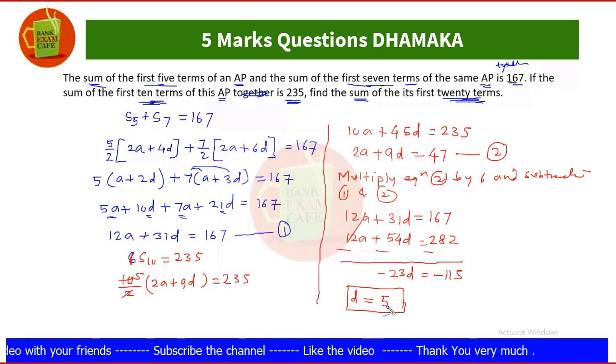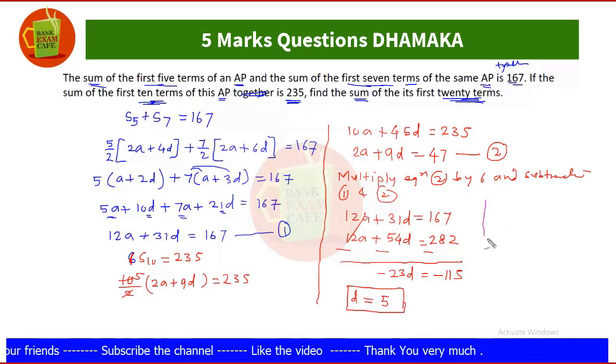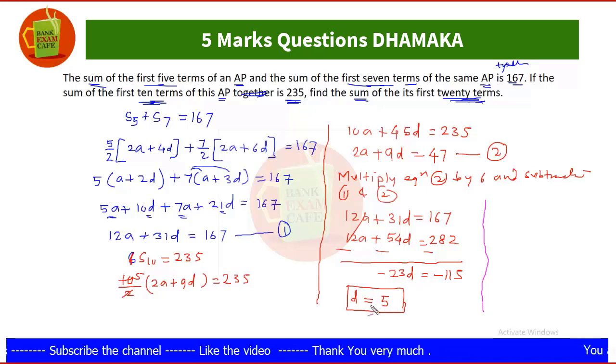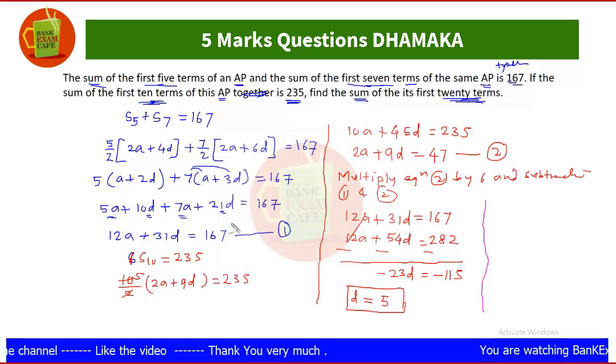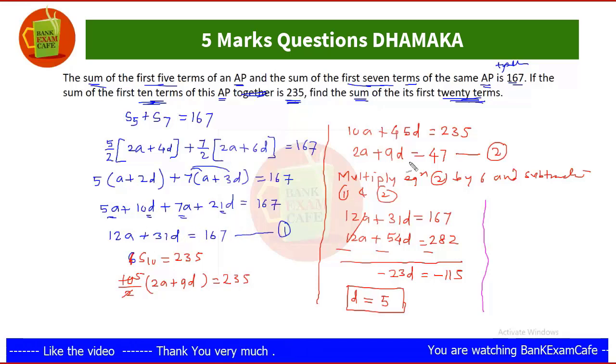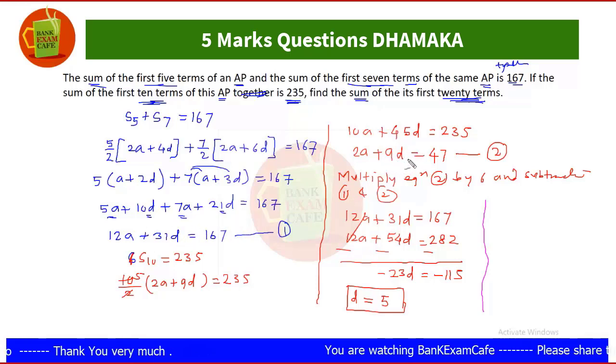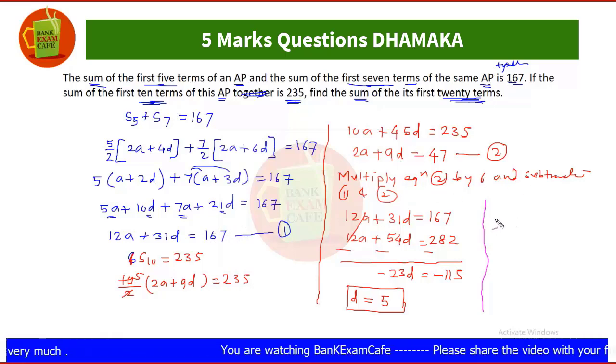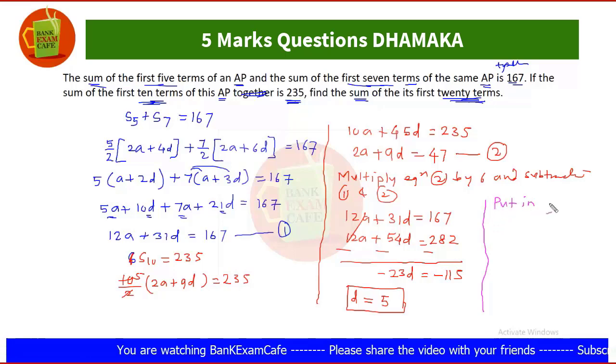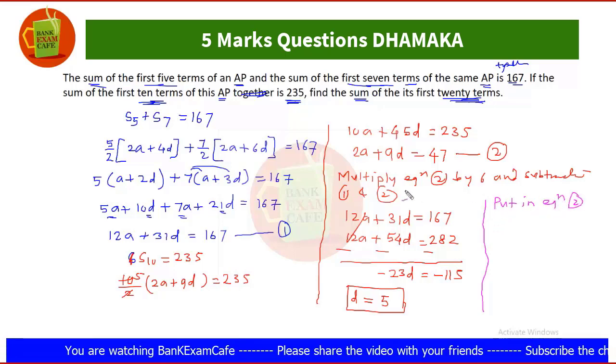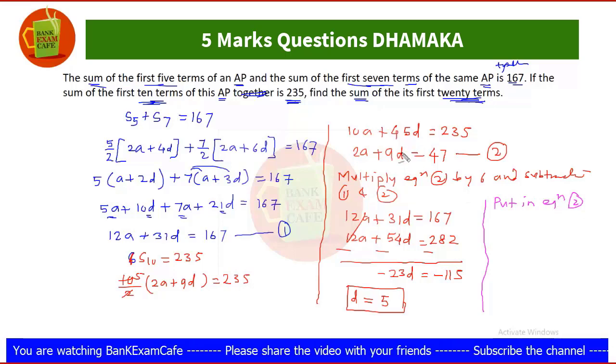Highlight the value of d is equal to 5. Now put the value of d in equation number 1, or even you can put it in equation number 2. I think putting it in equation number 2 is easier than putting it in 1. So putting it in equation 2, we are putting the value of d as 5.